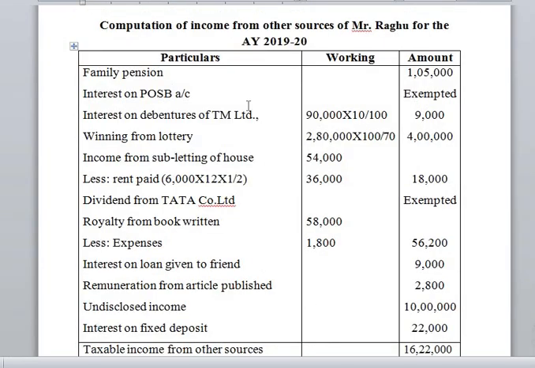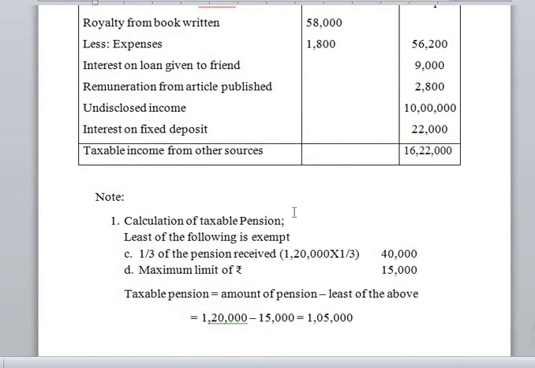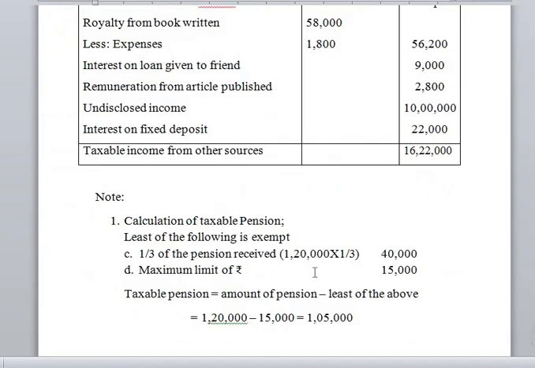In the case of family pension, for the calculation under income from other sources, we have a separate calculation, that is the calculation of taxable pension. First we need to find out the amount of deductions, the available exemption, that is 1/3 of the pension received or a maximum of rupees 15,000, whichever is less. The amount of pension is 1,20,000, so 1/3 will be 40,000, and the maximum is rupees 15,000. Whichever is less will be exempted or deducted. The remaining balance will be the taxable amount of pension.